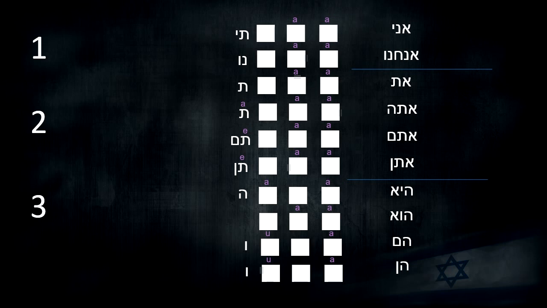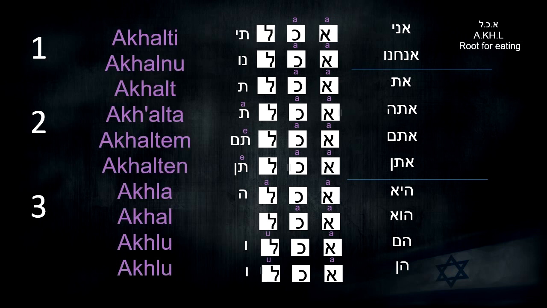Each time we're going to put the 3 letters of the root in the pattern. The first root, first shoresh, is going to be Aleph, Kaf, Lamed. Achal. That's the root for everything that's connected to eating. So, let's begin. Ani, achalti. As you can see, I put A and A in the first 2 places to indicate the vowel A. Anachnu, achalnu. That means we ate.